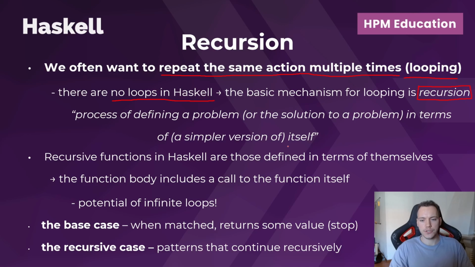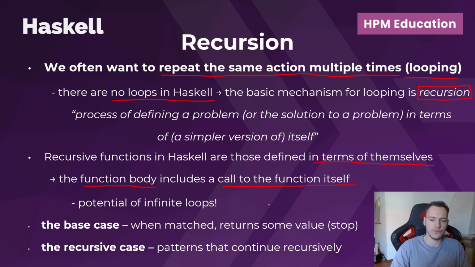This definition might be a bit confusing right now, but once we get into the example, it will make more sense. In any case, recursive functions are those defined in terms of themselves, right? So as the definition says, this means in practice that the function body includes a call to the function itself. So we have a function, for example, call it f1, and in the body of the function f1, there is a call to the same function.